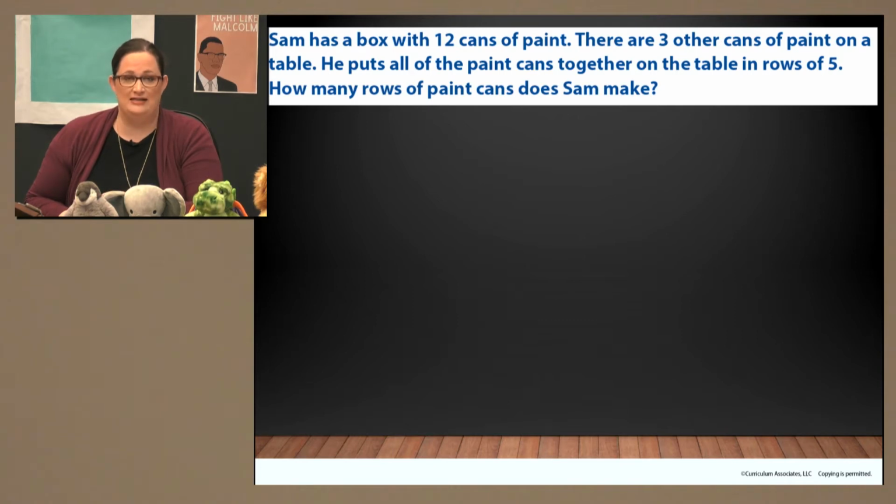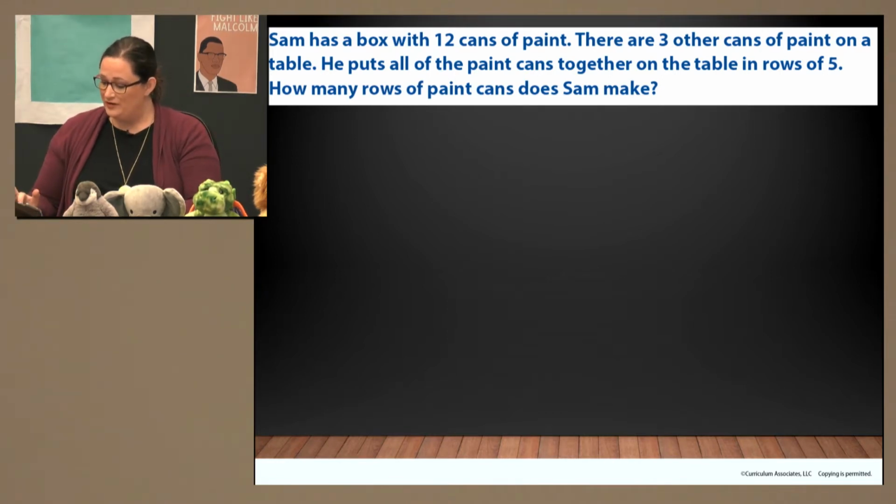Let's read again and find out. Sam has a box with 12 cans of paint. There are 3 other cans of paint on a table. He puts all the paint cans together on the table in rows of 5. How many rows of paint cans does Sam make? What's our question?